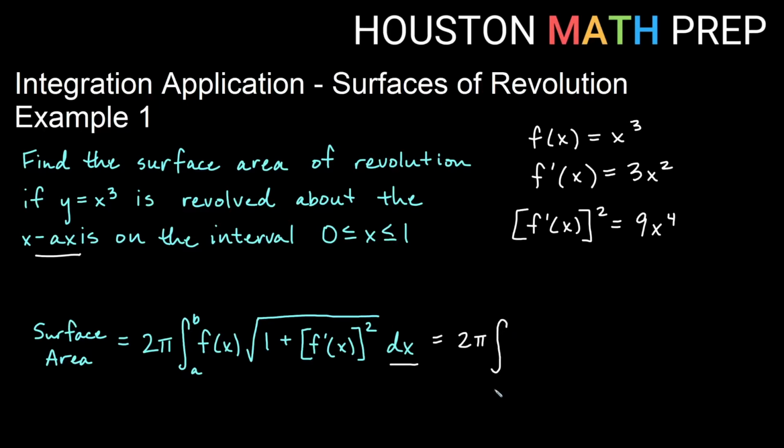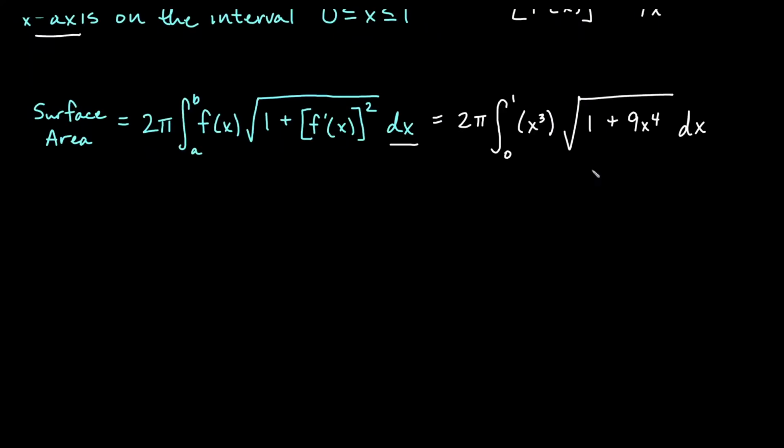So if I start building this, based on the actual function that I have, 2 pi will be outside my integral just as a constant multiple. A to b will be my x bounds here since I'm integrating dx, so that's from 0 to 1. My function will go on the outside, so the original function was x cubed. And then we'll have our square root, which has a 1 plus f prime of x squared, which was our 9x to the fourth in this example, dx. And so we'll go ahead and continue working that integral now from here on out.